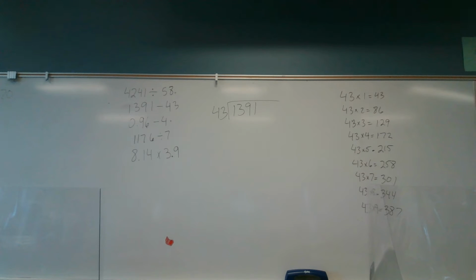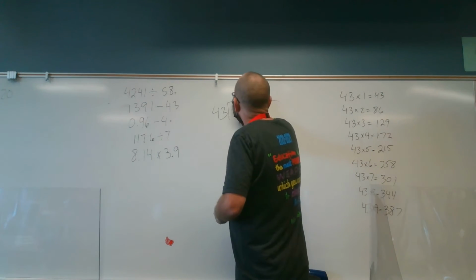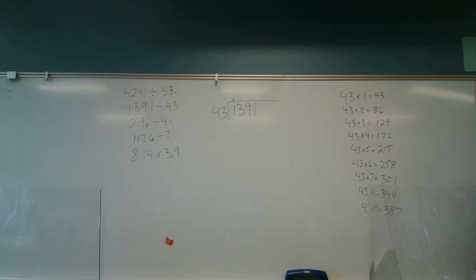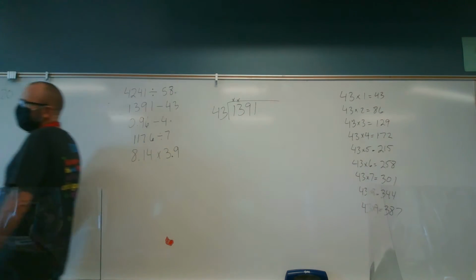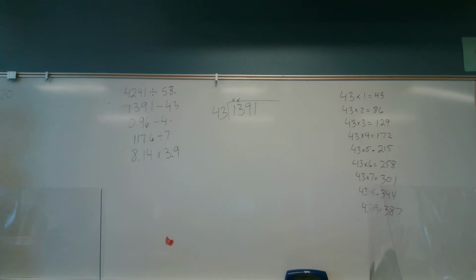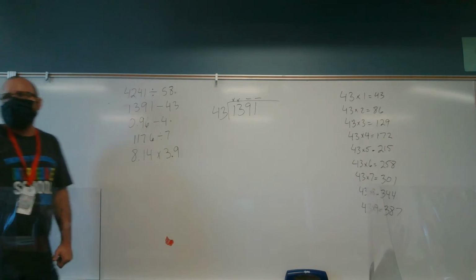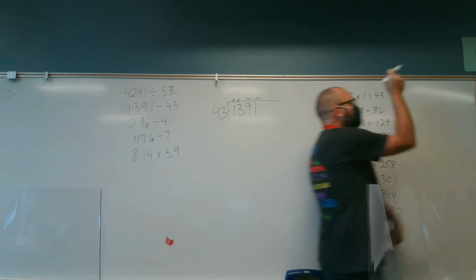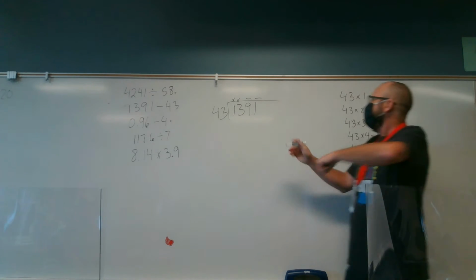So I ask myself, will 43 go into 1? Myself says, No. I ask myself, will 43 go into 13? Myself says, No. I ask myself, does 43 go into 139? Myself says, Yes. 3 times. So I have 2 digits in my quotient. And I go over here and I look at my multiples. I have 43, 86, 129, 172, which is too big. So it needs to be 129.